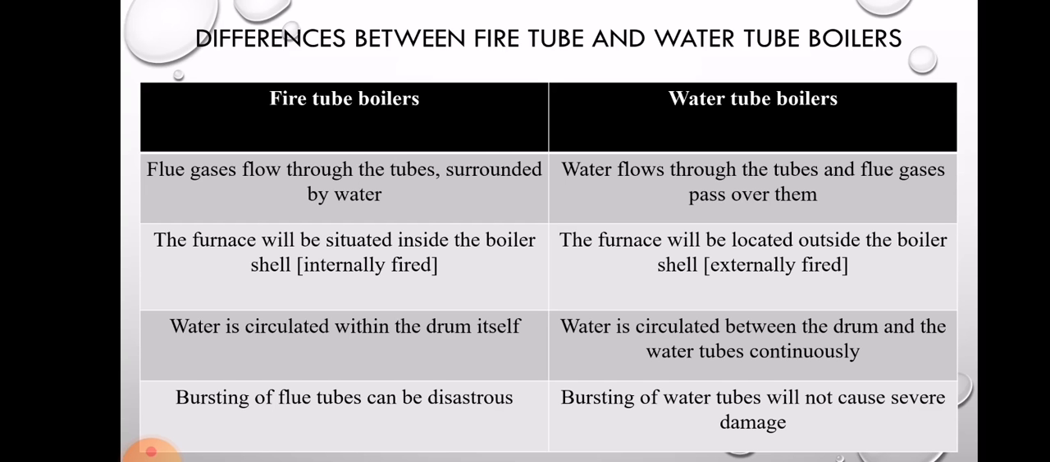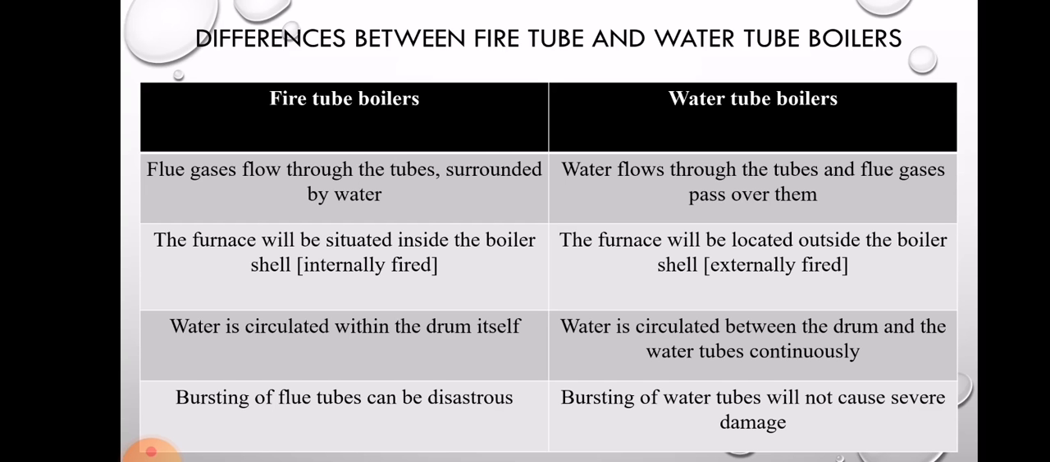In fire tube boilers, the furnace will be situated inside the boiler shell. This is what we saw in a Lancashire boiler. So we call it as internally fired. And in case of Babcock and Wilcox boiler, we saw that the firing is done externally. So the furnace and the chain grate stoker, etc., is located external to the boiler.